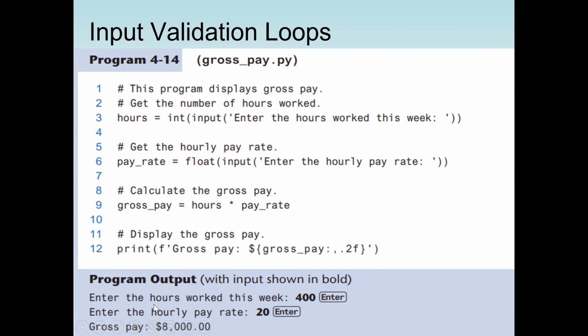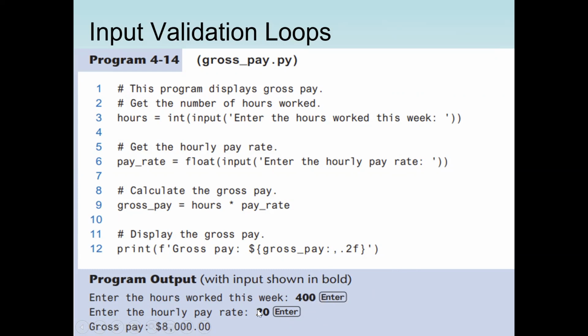Here we ask the user to enter hours worked this week. The user enters 400 hours, which is fine because it's a whole number. We ask the user to enter the hourly pay rate, which is 20. 20 times 400 will give us 8,000. In this case, the employee will be very happy, but in 1 week we cannot get 400 hours. The maximum hours we can get in a week will be 24 hours per day for 7 days, so it has to be way less than 400.